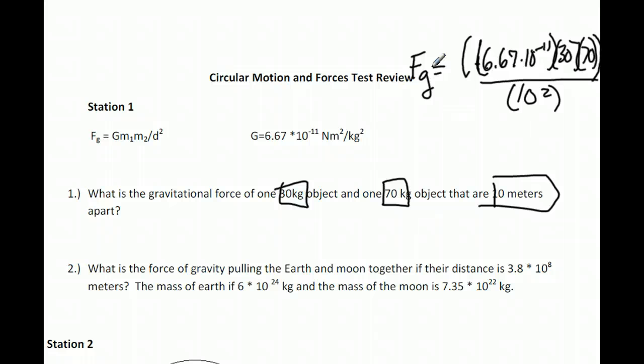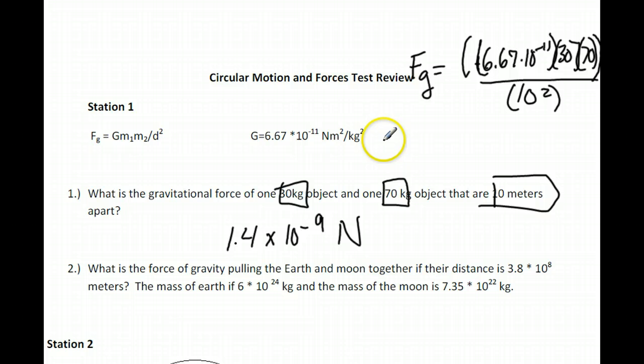You're going to go parentheses, parentheses, 6.67, and then on the calculators at school you have to do the second EE to do your exponent, to the minus 11th, parentheses. Then open parentheses, 30, close parentheses, open parentheses, 70, close parentheses, and then another close parentheses. Divide that by parentheses 10 squared, close parentheses, and you get 1.4 times 10 to the minus 9th. And that is my force, so that's going to be in newtons.